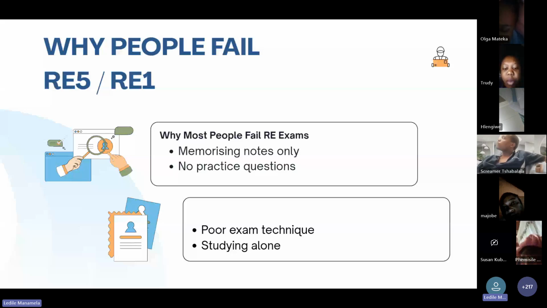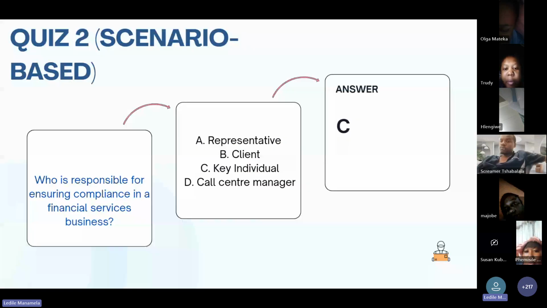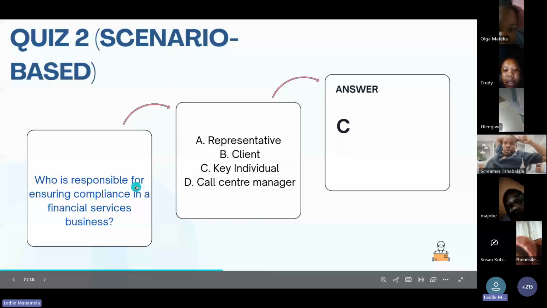So another question, which is quiz 2. These are examples of other questions. This is a scenario-based question. The question goes, who is responsible for ensuring compliance in a financial services business? Remember this question, even if you don't know what RE5 is, or if you've never been in the industry. If you understood what I spoke about when I explained the difference between RE5 and RE1, you'll be able to know what I mean. So basically, who's responsible for ensuring compliance in a financial services business? It's a key individual. Remember, we're talking about a business. Business equals key individual.